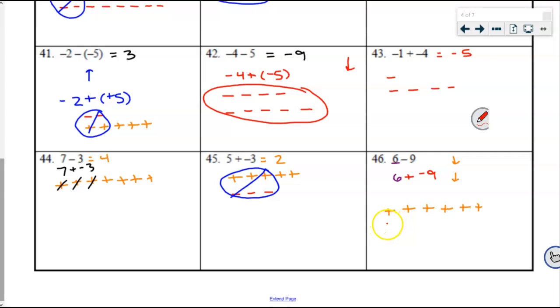I can just go in and add 1, 2, 3, 4, 5, 6, 7, 8, 9 rocks. And when I do that, you can see we have created all of these 0 pairs with 1, 2, 3 rocks left over. So 6 minus 9 is equal to negative 3.